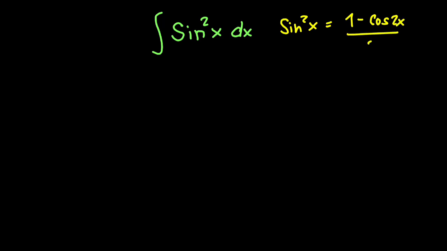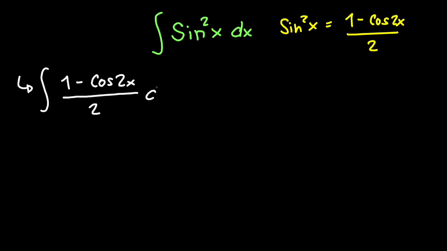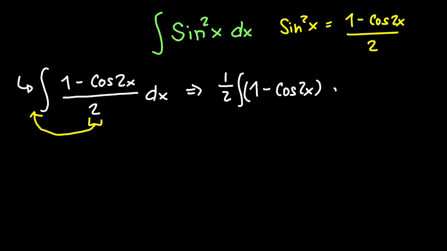over 2. So substituting that, it would be like that. And so the next step would be to simplify this integral. We can put the 1/2 outside the integral, which makes this 1/2 integral of 1 minus cosine of 2x dx. For simplification, we can split this integral into 2 parts.